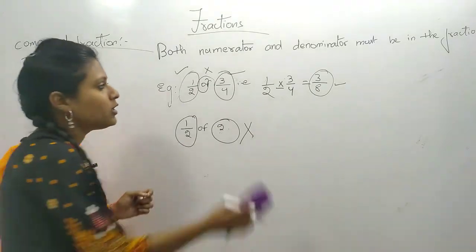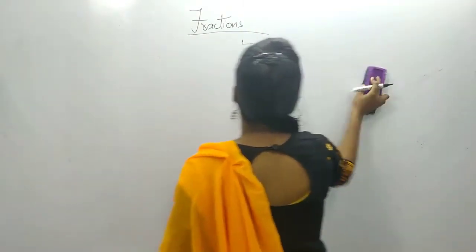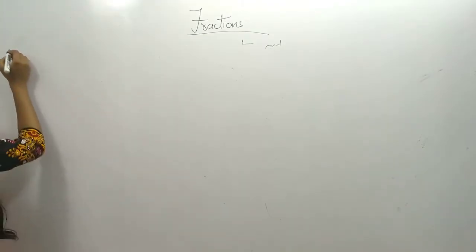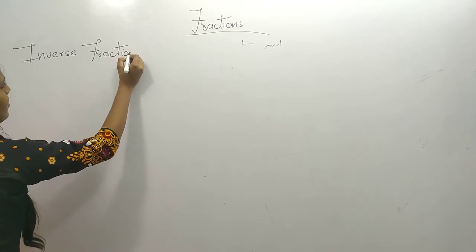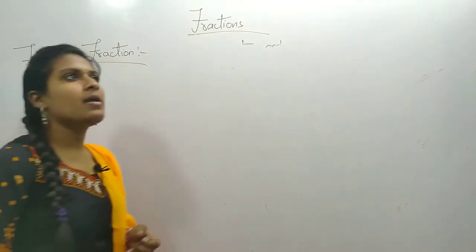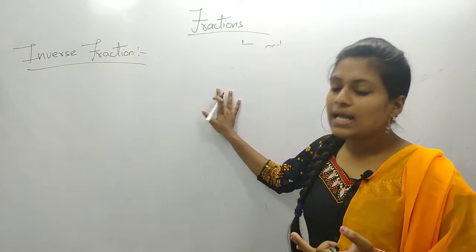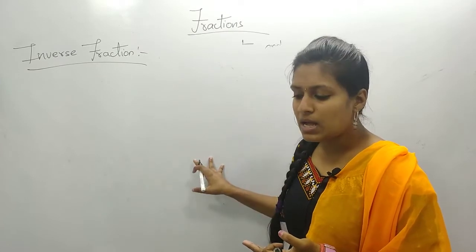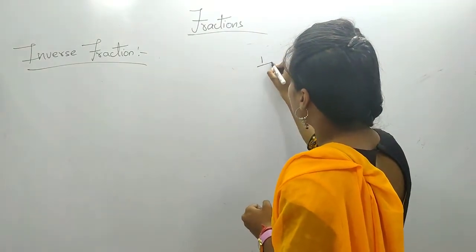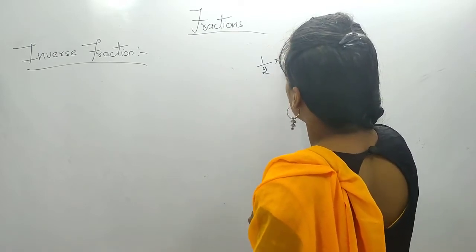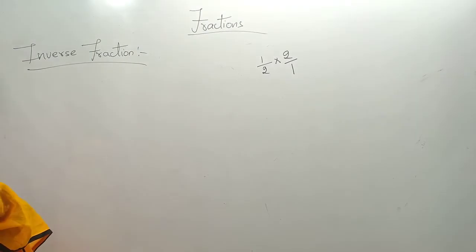Next we are discussing inverse fraction. What is inverse fraction? We must invert the numerator and the denominator of the fraction, so the resultant fraction must also be in the original fraction form. Then it is called an inverse fraction. If you take an example, 1 by 2, inverse means you must reverse the fraction, so 2 by 1. Both are fractions in the same original form. Then it is called an inverse fraction.